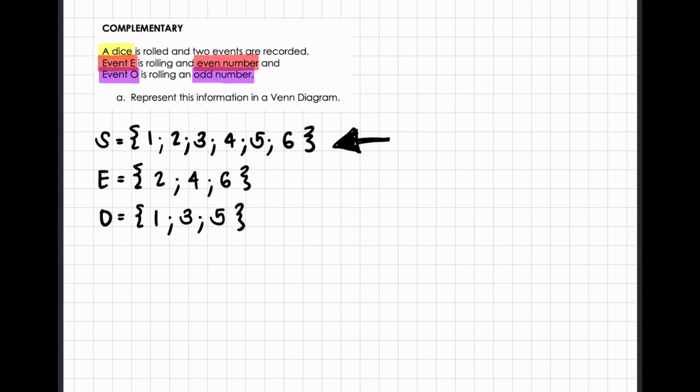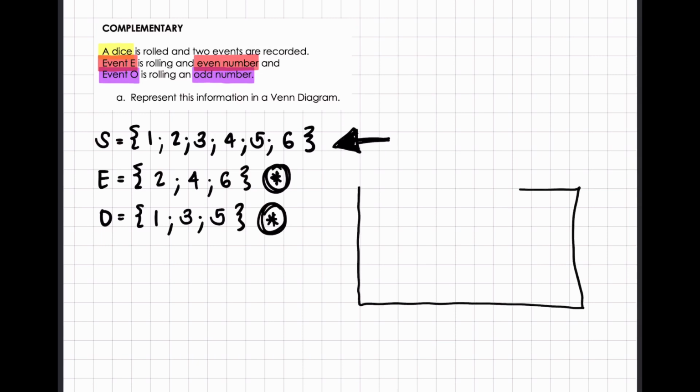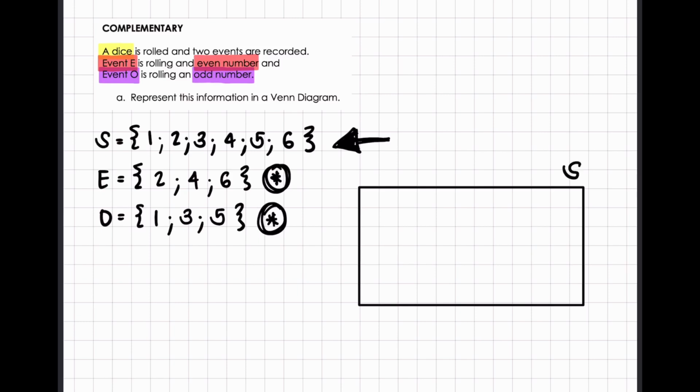Now, as you can see, within the even numbers and the odd numbers, I use up my full sample space. So I've used the values 1, 2, 3, 4, 5, and 6. So this is what we would call a complementary event. To draw my Venn diagram, I'm going to start with my rectangle, and I'm going to label it my sample space. Are there any values that these two have in common?